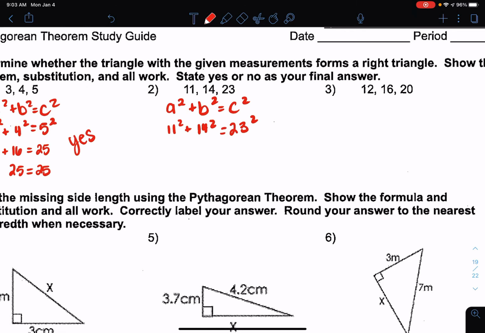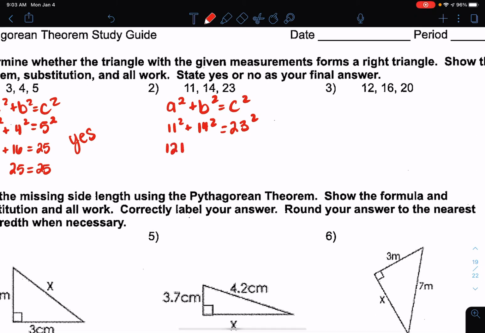So 11 squared is going to simplify to 121, plus 14 squared, which is going to simplify to 196, is equal to 23 squared, which is going to equal 529. Okay, I still have to simplify because I can still add, which is 121 plus 196, and that is going to give me a total of 317 is equal to 529. Okay, now if I look at this, they definitely don't equal the same thing, so no, this will not form a right triangle.